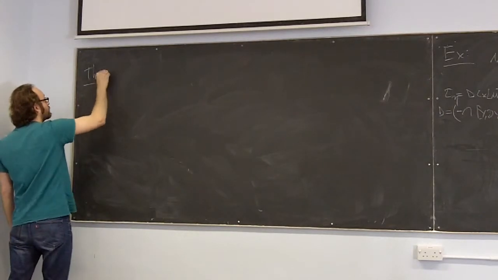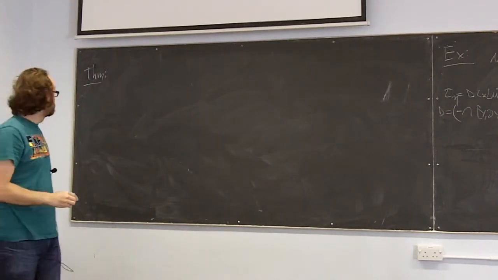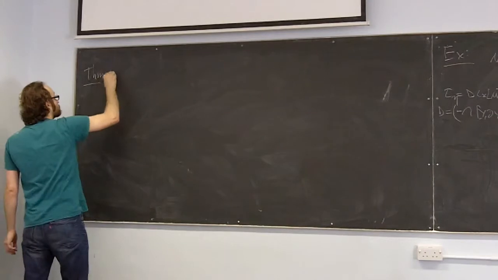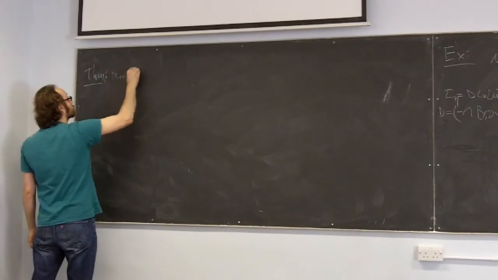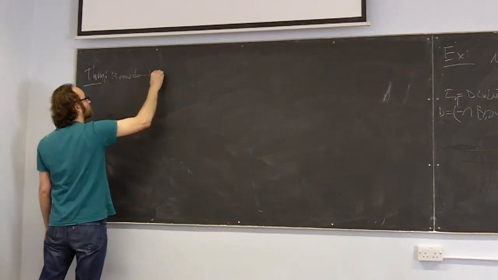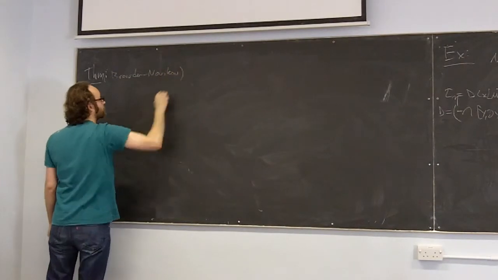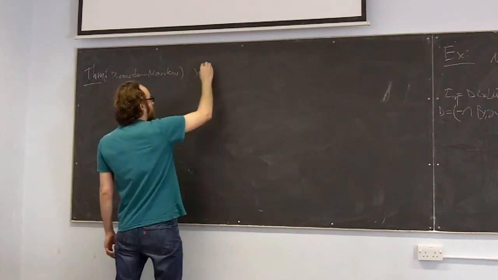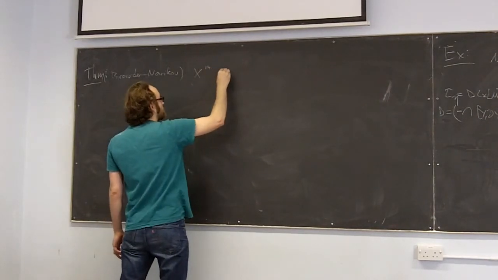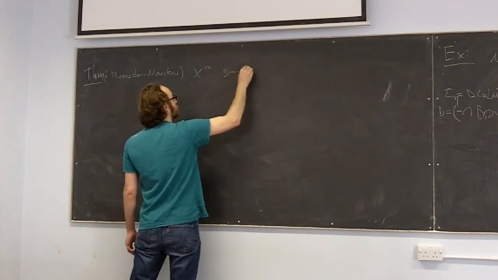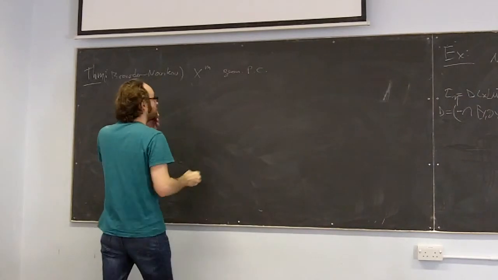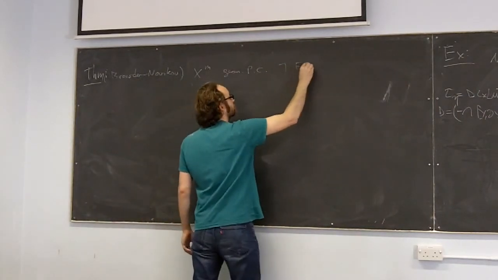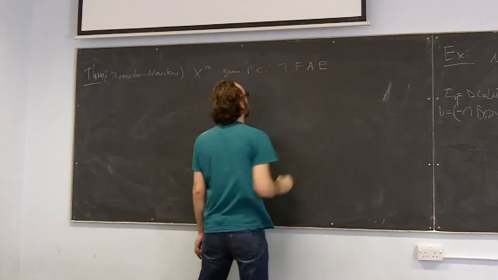Okay, let us come to the theorem by Browder and Novikov. So if we start with an n-dimensional geometric Poincare complex, the following are equivalent.